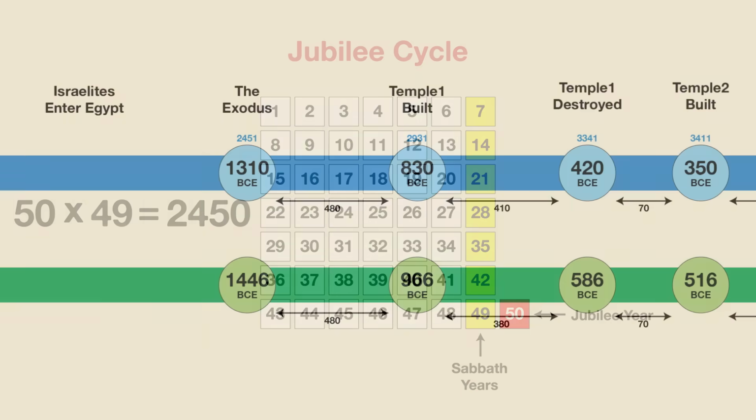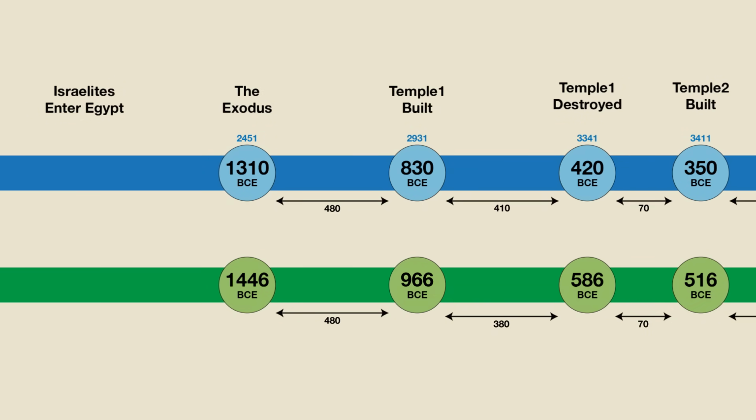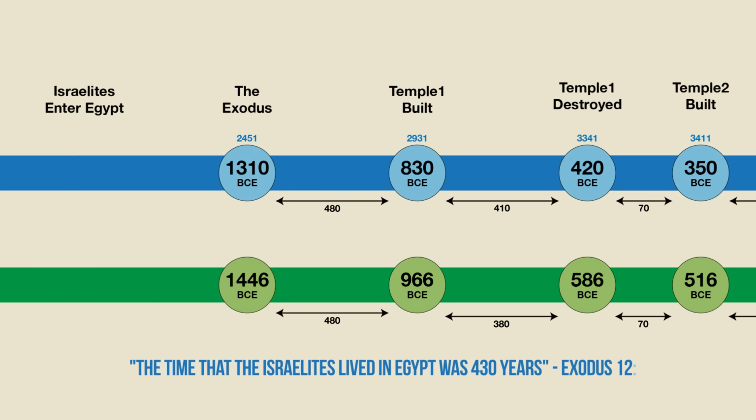The next step is to figure out how long the Israelites were in Egypt prior to the Exodus. And this is where we get some disagreement. In Exodus 12 verse 40, it states, "The time that the Israelites lived in Egypt was 430 years." So that seems pretty straightforward.